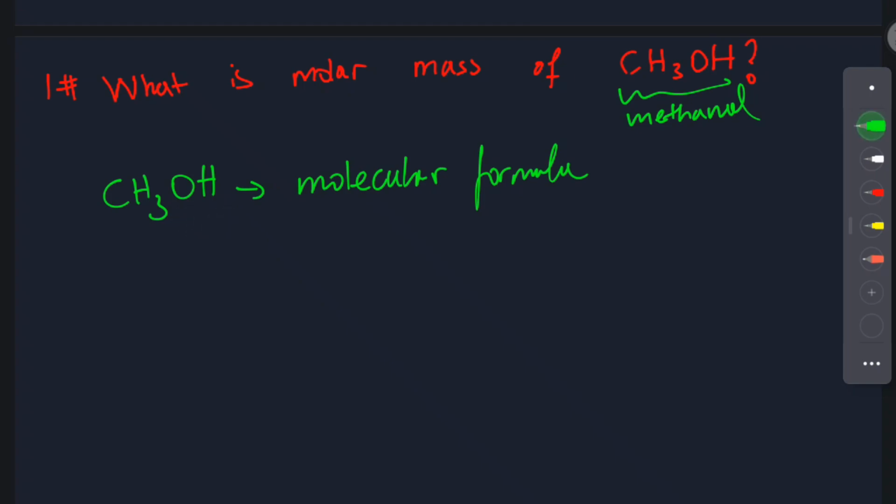And we also have another type of formula, which is the skeleton formula. It's just a line and OH. So the end of the line represents the CH3, and this line is the bond itself, and this is the OH group. So this is called the skeleton formula.